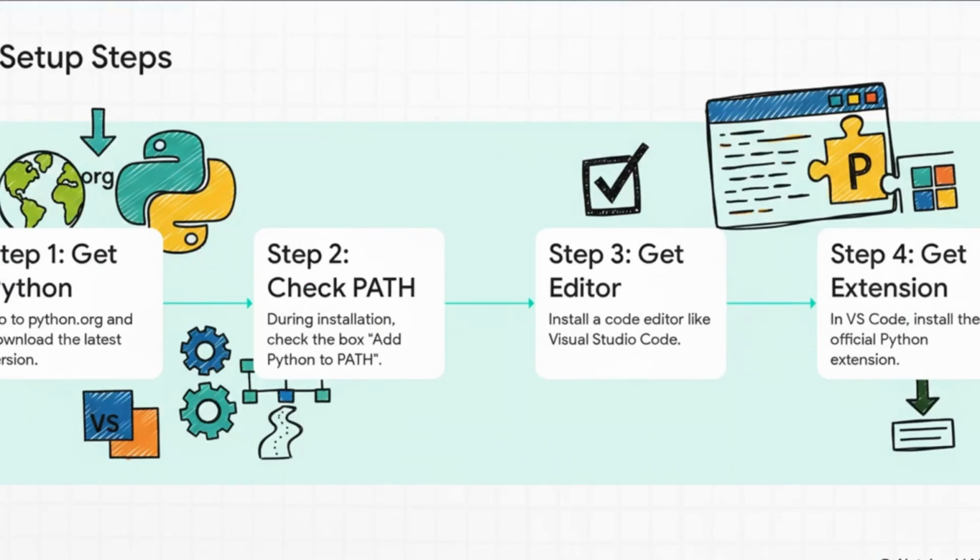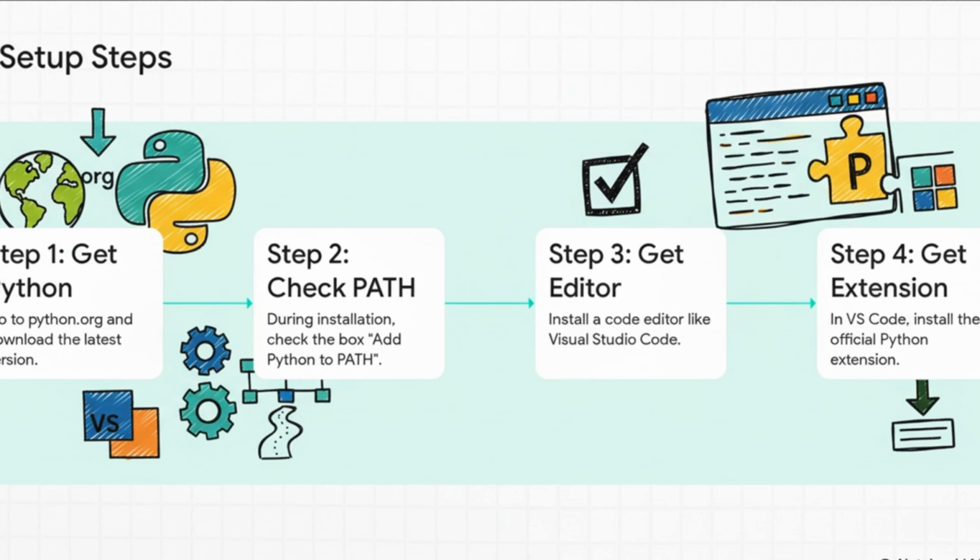First, just go to python.org and download the latest version for your computer. Now listen up, this next part is super important. While you're installing it, you're going to see a little checkbox that says Add Python to Path. You have to make sure you tick that box. Trust me. It's like adding Python's address to your computer's contacts so it's easy to call up from everywhere.